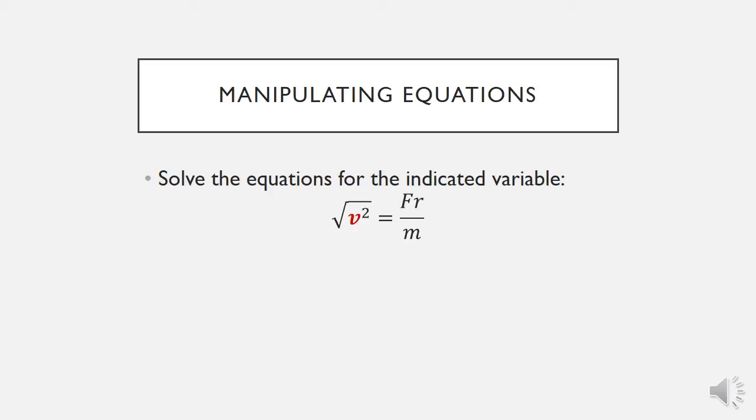So if I take the square root of one side, I have to take the square root of the other side. I can't just pick one letter to take the square root of. I can't just pick the top. I have to do the square root of everything. When I do that, the v squared goes away. I'm left with just v.